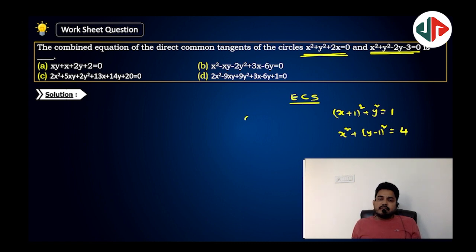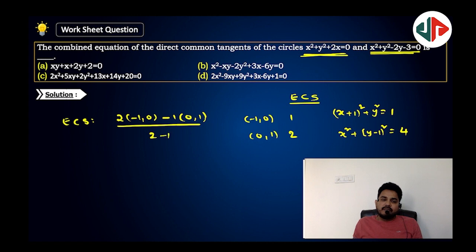So center is (minus 1, 0), radius is 1. Center is (0, 1), radius is 2. So the external center of similitude is dividing these two in the ratio of 1 is to 2 externally. So this is (2 times of (minus 1, 0) minus 1 times of (0, 1)) by (2 minus 1), which is equal to (minus 2, minus 1). So from here, pair of tangents to either this circle or this one. Let us go ahead with one. What will be the pair of tangents? S1 square is equal to S into S11.